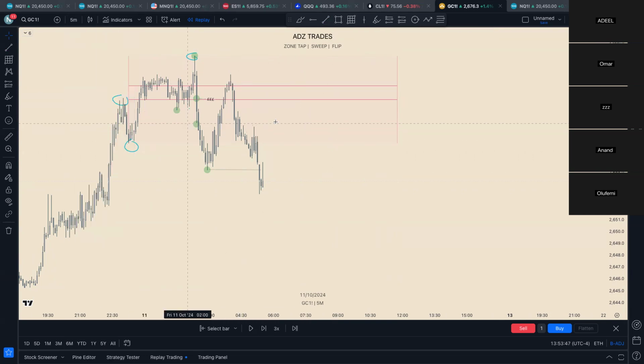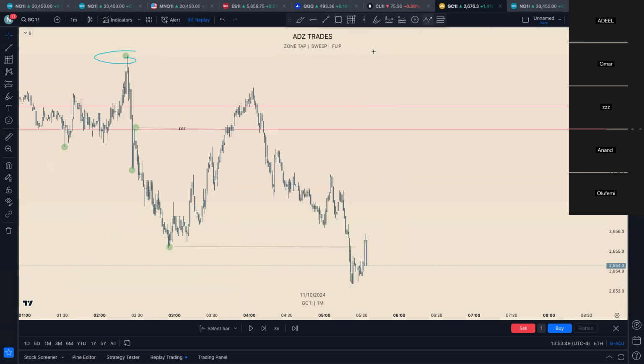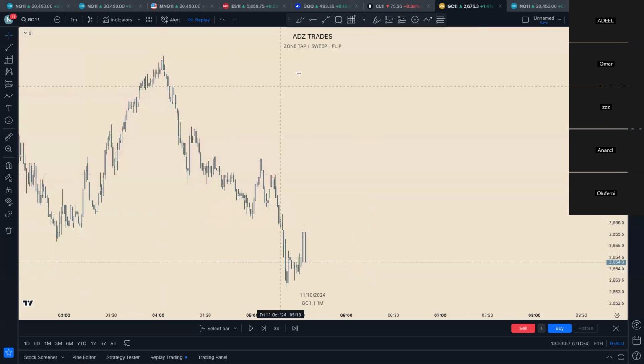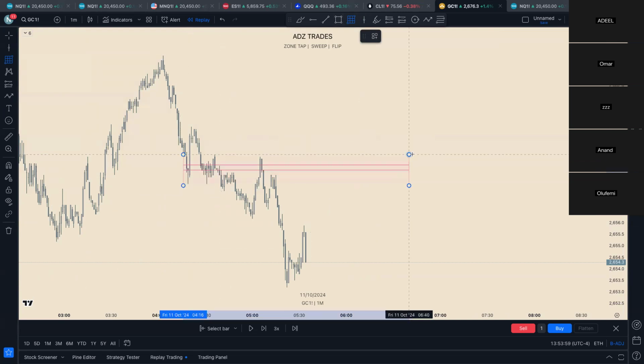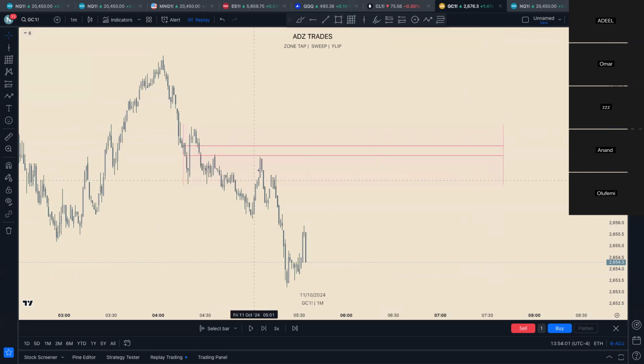And on the 1 minute, you can see we went from bullish and then shifted back to bearish. Okay, and then what did we do? We had this bearish zone on the way down. We pulled back, we mitigated this zone, we moved lower. It's the same thing over and over again.